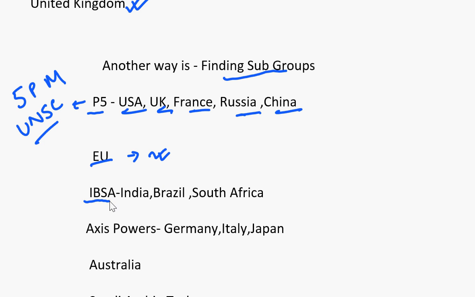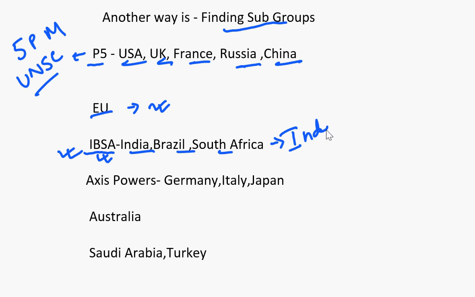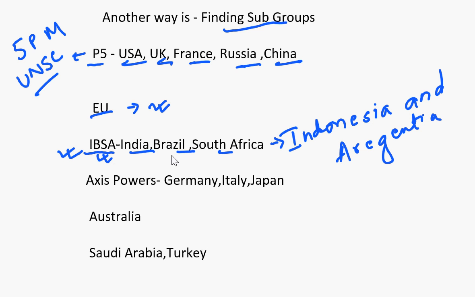Then IPSA is there. IPSA is a group of three countries: India, Brazil, and South Africa, three developing countries of three different continents. In this grouping, you can also remember two more countries. Which two countries? Indonesia and Argentina.